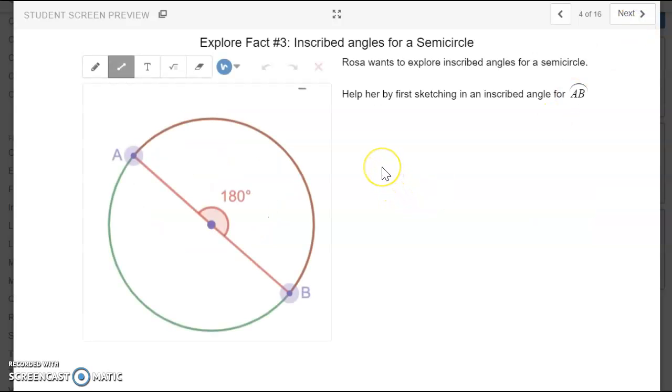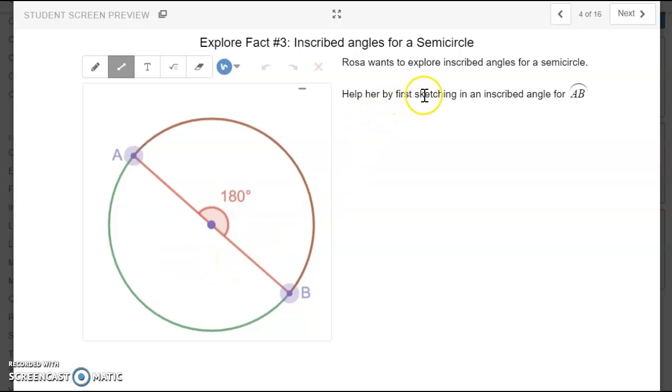Now Rosa wants to explore the inscribed angle for a semicircle. Semicircle means we are going through the center, that we are dealing with the diameter and splitting the circle into half. When you do that, we have 180 degrees because the total revolution is 360 degrees.